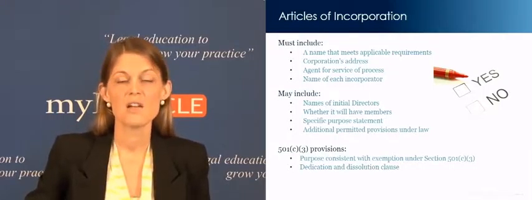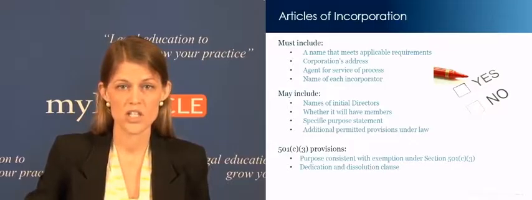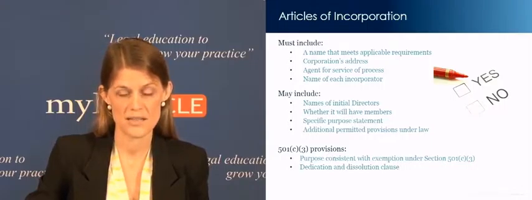And I mentioned that if an organization fails to include these two specific clauses in its articles of incorporation when it applies for tax exemption, the IRS will usually require it to amend its articles before it continues to process its application.